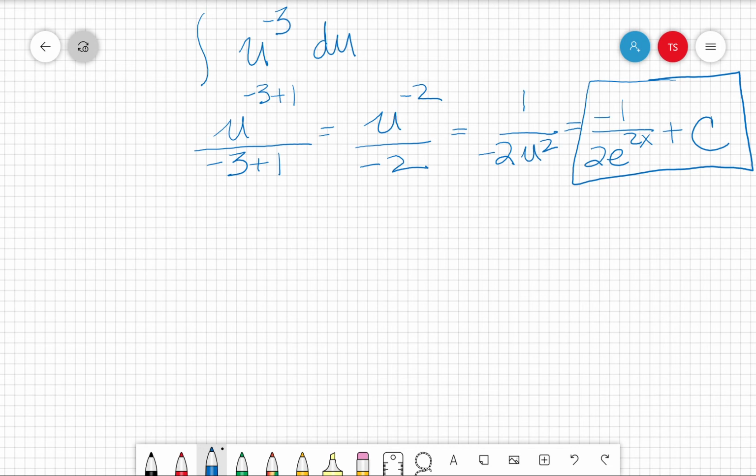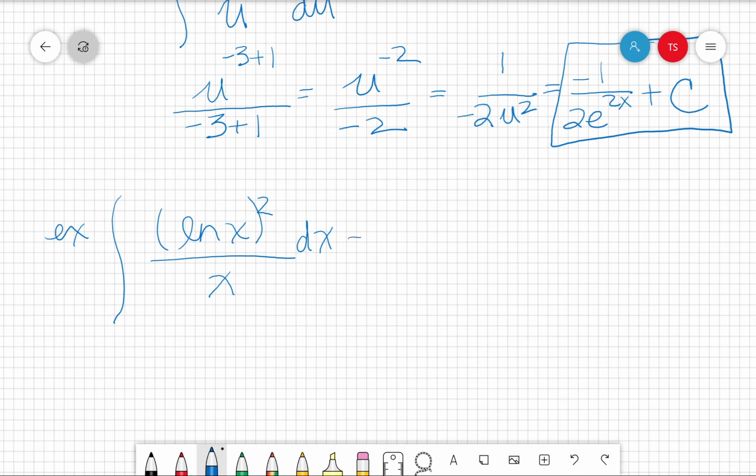So let's look at an example involving the natural log function. There's a whole section devoted to integrals that result in the natural log, but this is an integral that has natural log as part of the integrand. So let's say I have the integral of (ln x)^2 over x dx. I just want to rewrite this so that you're able to see. We can write this as (ln x)^2 times 1 over x dx.